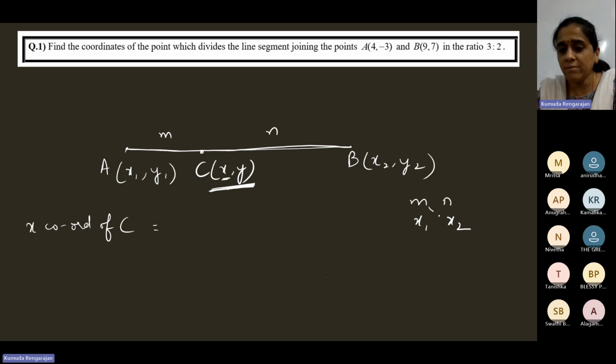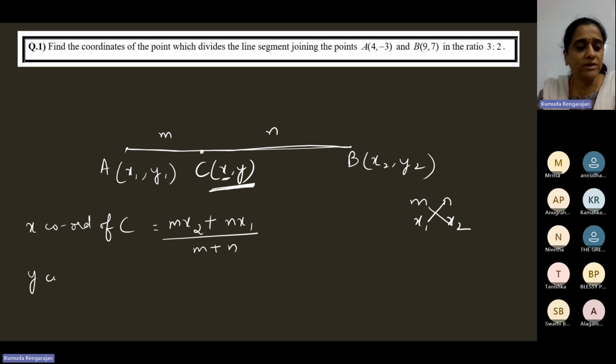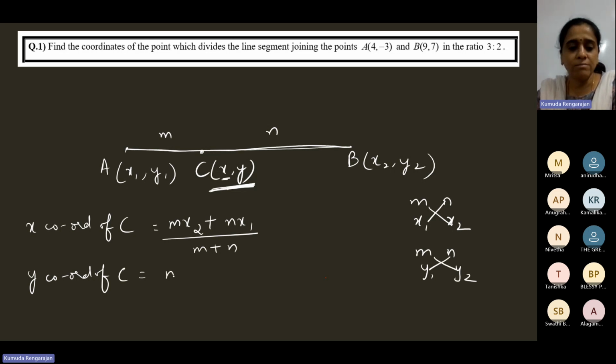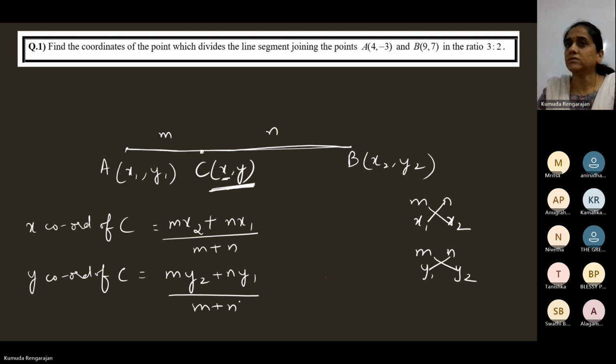The x coordinate of C is equal to (M X2 plus N X1) by (M plus N). And the y coordinate of C is equal to (M Y2 plus N Y1) by (M plus N). Okay, right?